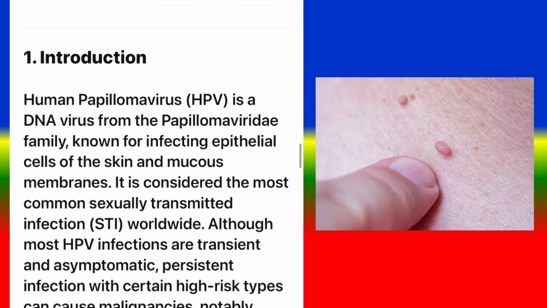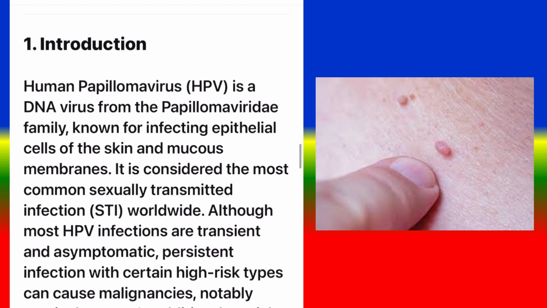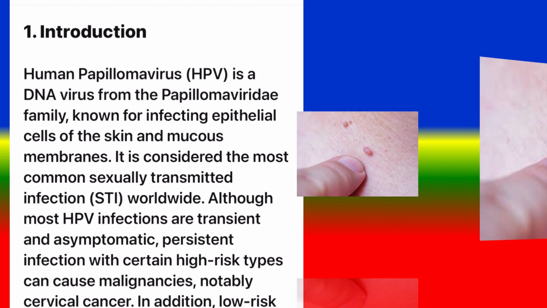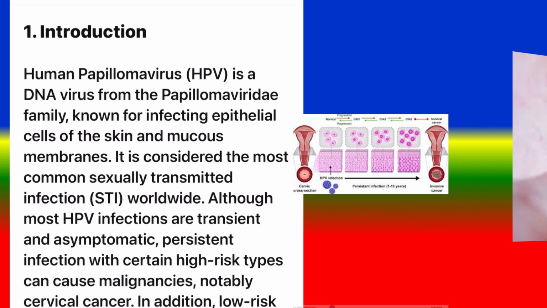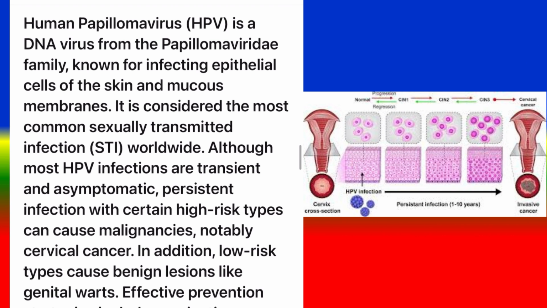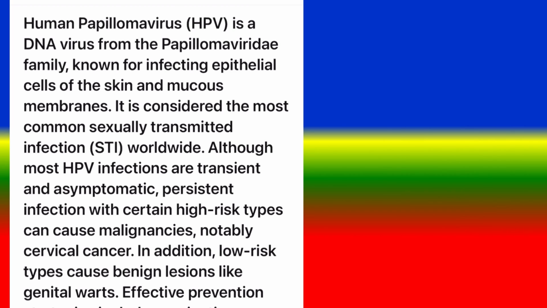Introduction. Human papillomavirus (HPV) is a DNA virus from the Papillomaviridae family, known for infecting epithelial cells of the skin and mucous membranes. It is considered the most common sexually transmitted infection (STI) worldwide. Although most HPV infections are transient and asymptomatic, persistent infection with certain high-risk types can cause malignancies, notably cervical cancer. In addition, low-risk types cause benign lesions like genital warts. Effective prevention strategies include vaccination, screening, and public education.